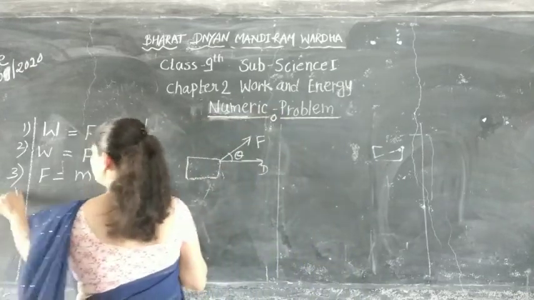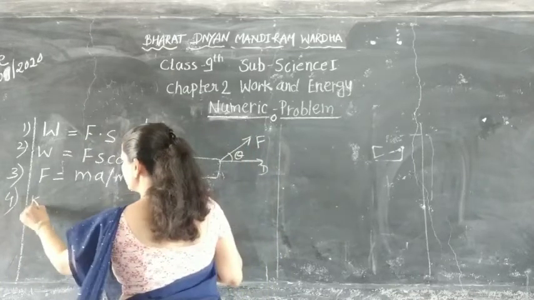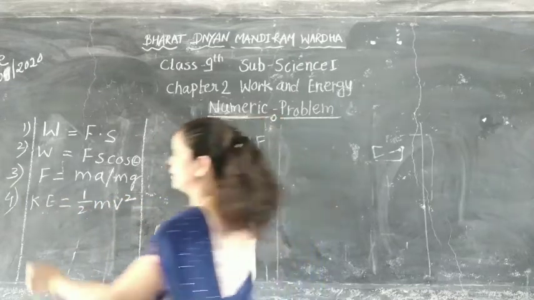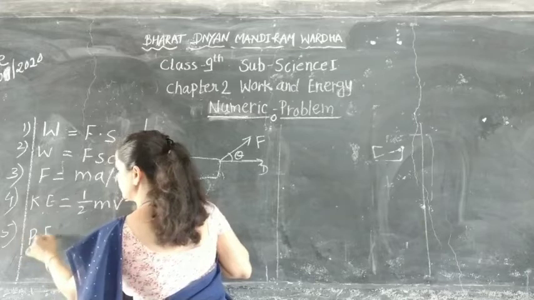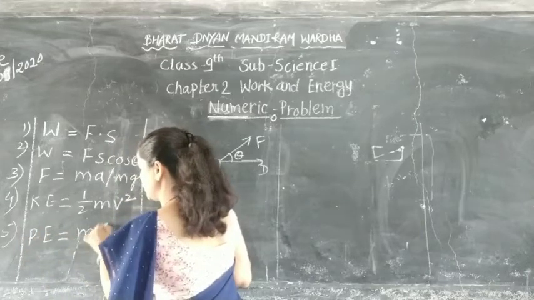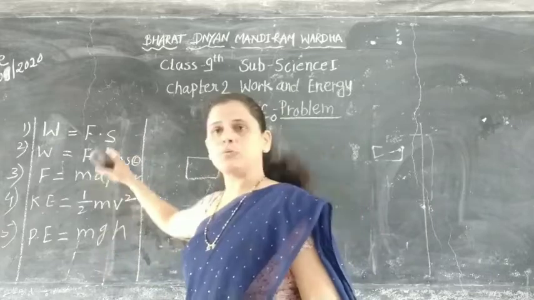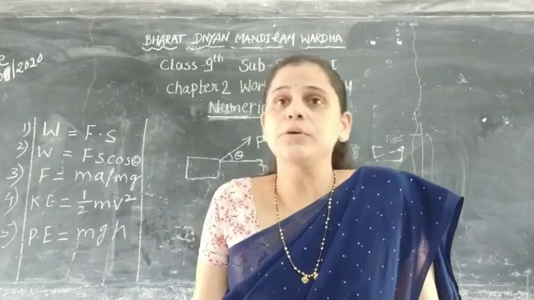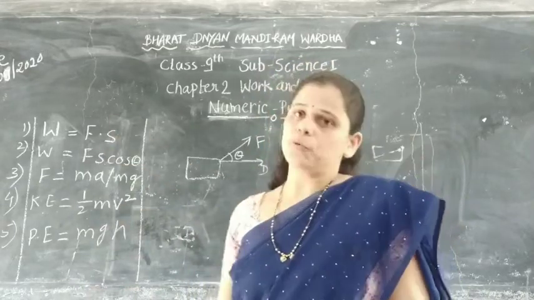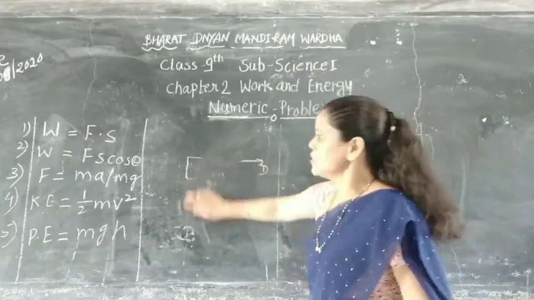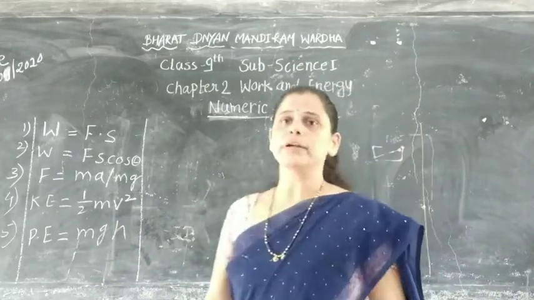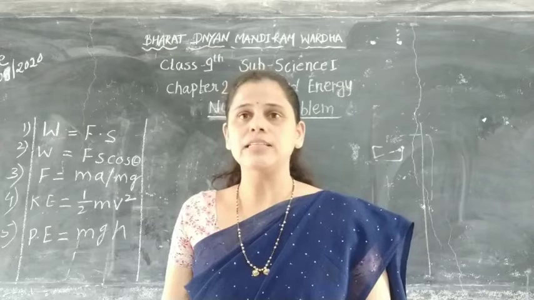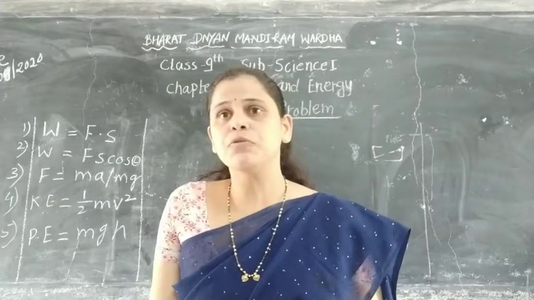Next formula is kinetic energy. Kinetic energy is half mv square. Next formula, potential energy equals to mgh. So these are the formulas. In this topic, we solve the numeric problems based on these formulas. Understand? So just start. First pause the video, open your textbook, open page number 22 and read example number 1 two or three times for better understanding.